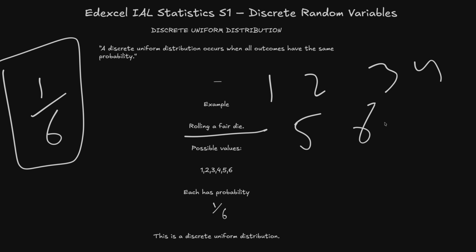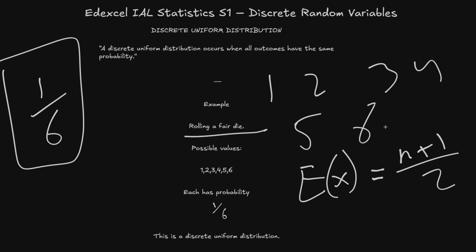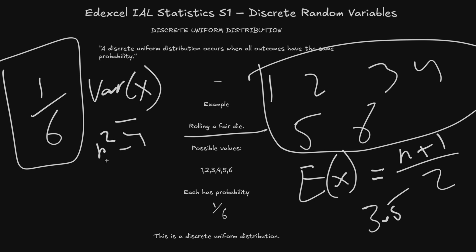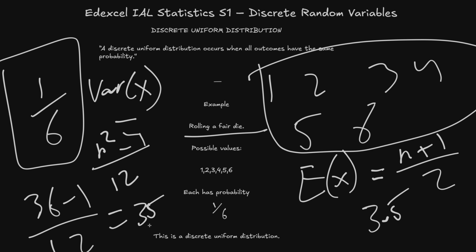For discrete uniform distribution, calculating the mean of X is pretty easy. It is just n plus 1 over 2, n being the number of all the possible outcomes. So again, in this case, it will equal 3.5. And the variance is also pretty simple in discrete uniform distribution. It is always equal to n squared minus 1 over 12. So in this case, it would be 36 minus 1 over 12, which is basically 35 over 12, and this would be the variance.